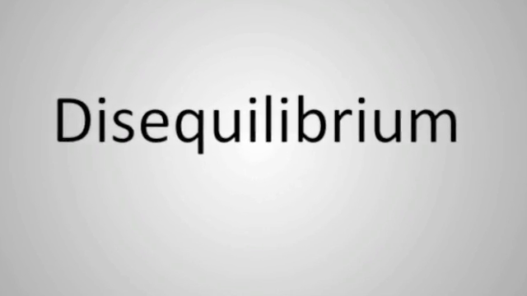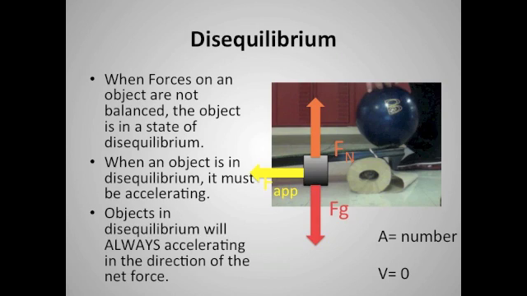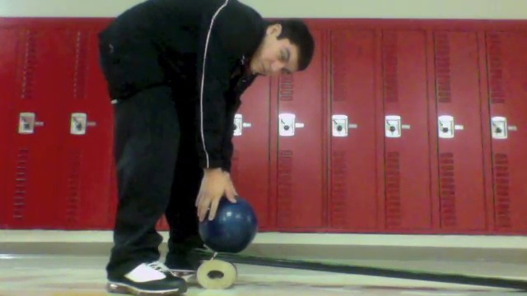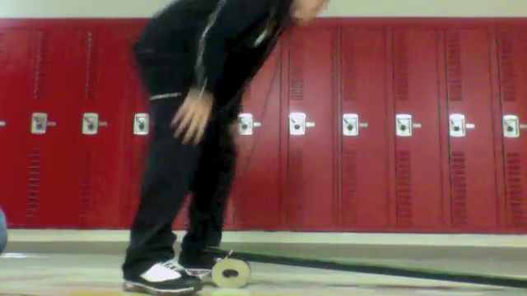Disequilibrium. Disequilibrium is when the forces are unbalanced. Velocity equals zero, therefore acceleration equals a constant number. Here is an example video of disequilibrium. As the ball rolls down the ramp, it is accelerating.